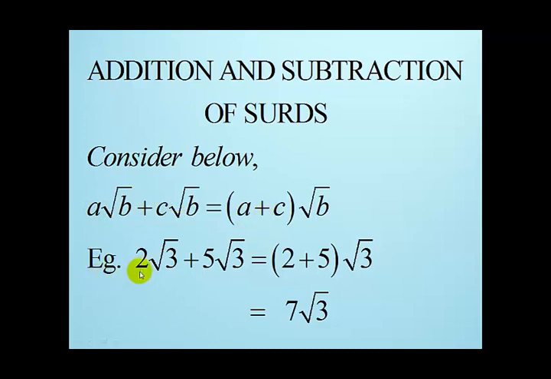That is why we factor root b out and we add the coefficients a plus c. Example, if you have 2 root 3 plus 5 root 3, we can see that they carry the same set, root 3, root 3. So we can add their coefficients, and their coefficients are 2 and 5. So we have 2 plus 5, root 3, and 2 plus 5 is equal to 7. So we have 7 root 3.